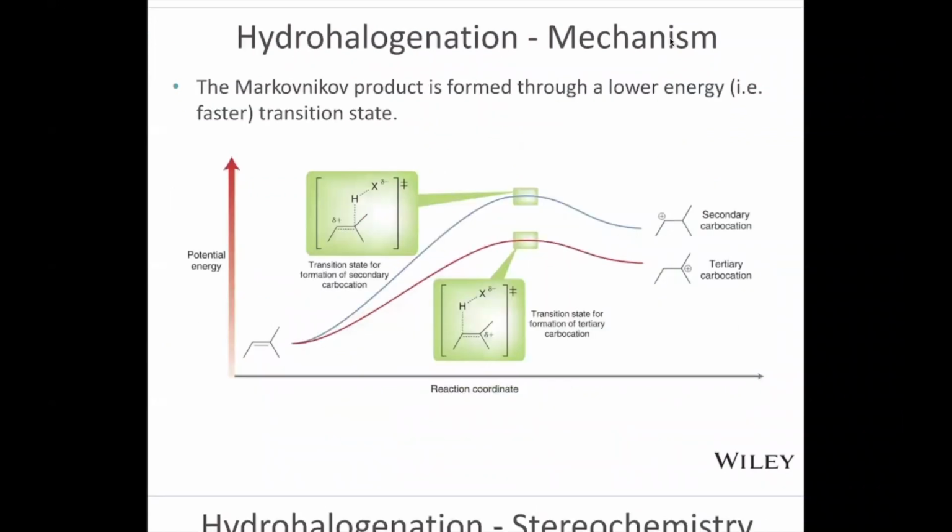So another reason why the Markovnikov product is formed is because of the energy of the transition state. When the proton is coordinated with the more crowded carbon, like here, it's a higher energy transition state. Whereas if the proton is coordinated with the less hindered carbon, or the one with more H's, then we end up having a lower energy transition state, giving us a lower energy intermediate as well.